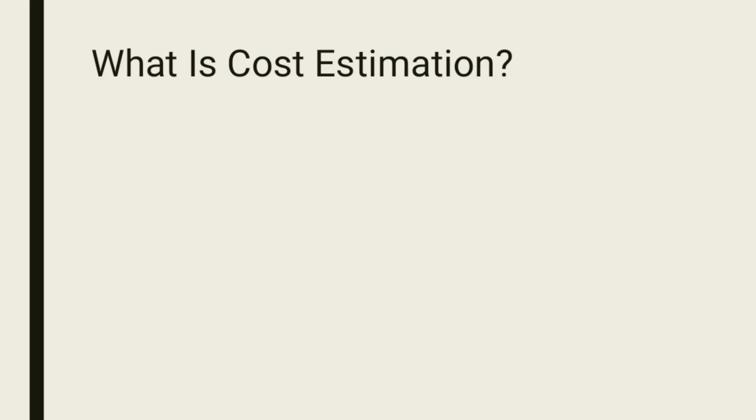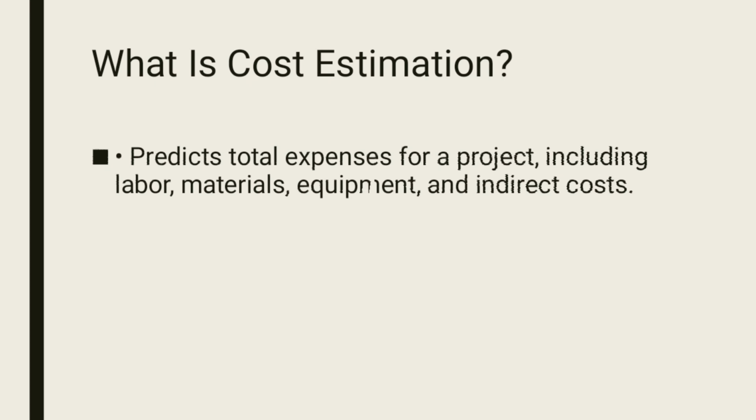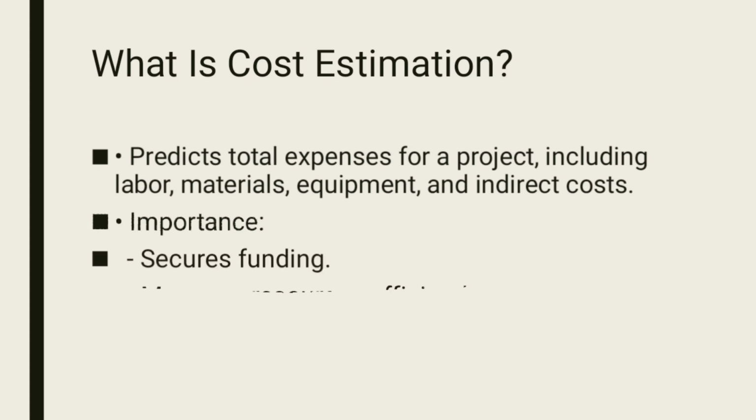So the first thing that we need to understand is what is cost estimation? Cost estimation is predicting total expenses for a particular project, including labor, materials, equipment, as well as all the indirect costs. So when you try to predict the amount of money that you are going to use on your project, that is cost estimation. From there, let's understand the importance of cost estimation.